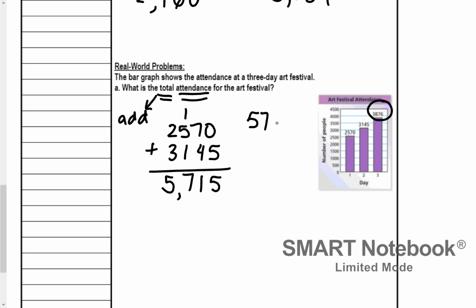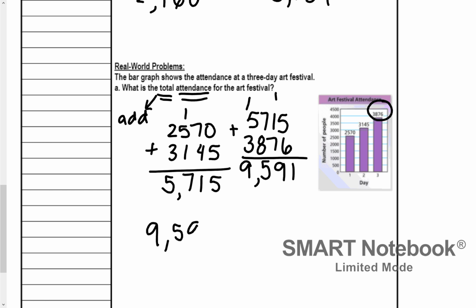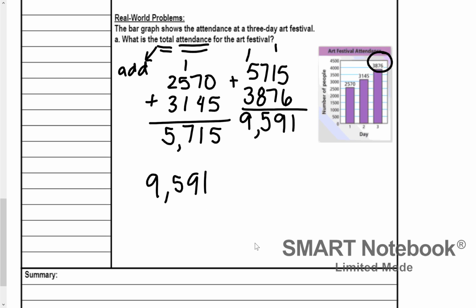So now we bring our 5,715 and we add in our 3,876. 5 plus 6 is 11. Write my 1, carry my 1. 7 plus 1 is 8. Plus 1 more is 9. 8 plus 7 is 15. Write my 5, carry my 1. 5 plus 3 is 8. Plus 1 is 9. I move that comma 3 places over. Our final answer, which we have to put a label on, is 9,591 people.